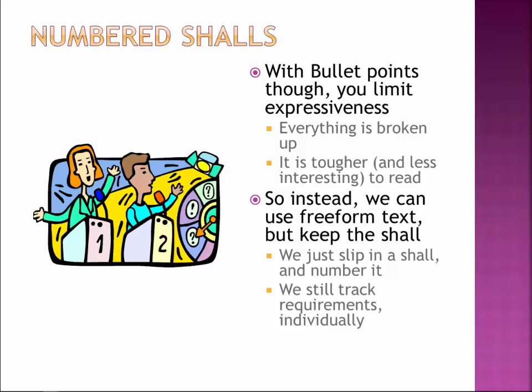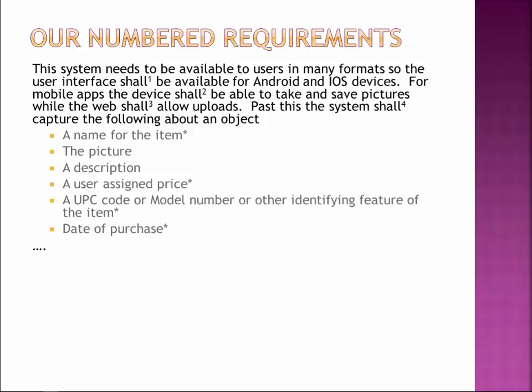So, for instance, I could tell a story like this. This is long form. The system needs to be available to users in formats, so the user interface shall... Okay, so basically the bullet point we saw before now has, in the first half of the sentence, a little bit of context. The requirement is the user interface shall be available for Android 9 OS devices. Same thing we saw before. For mobile apps, the device shall, again, number 2 inside of there, be able to save pictures while the web shall allow uploads. Okay, so a little bit more description.